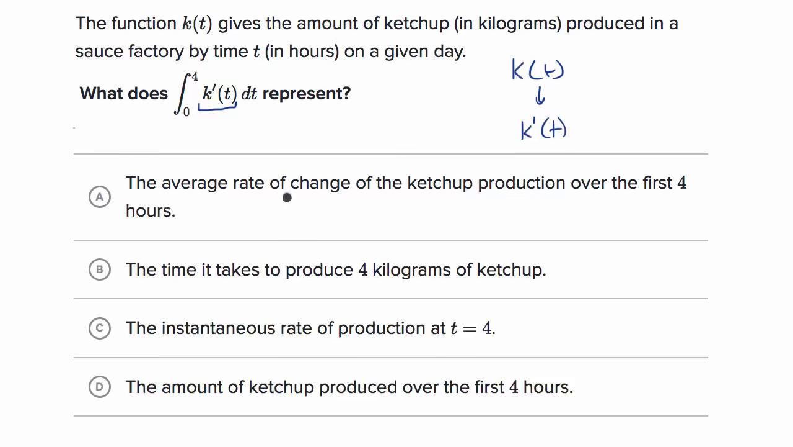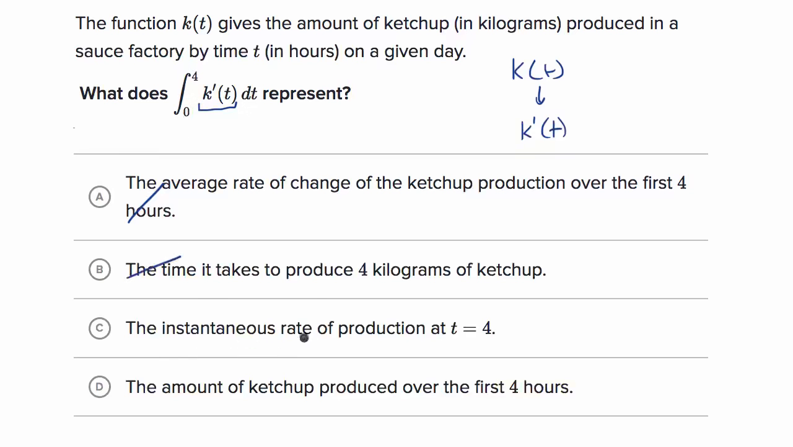The average rate of change of the ketchup production over the first 4 hours. No, that does not tell us the average rate of change. There's other ways to calculate that. The time it takes to produce 4 kilograms of ketchup. So does this represent the time it takes to produce 4 kilograms of ketchup? No, this 4 is a time right over here. This is going to tell you how much ketchup gets produced from time 0 to time 4.